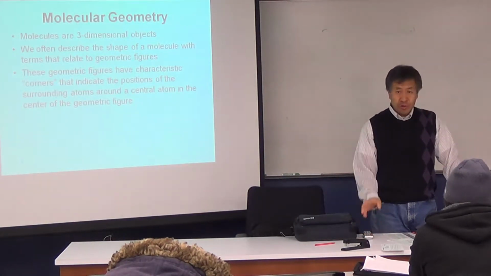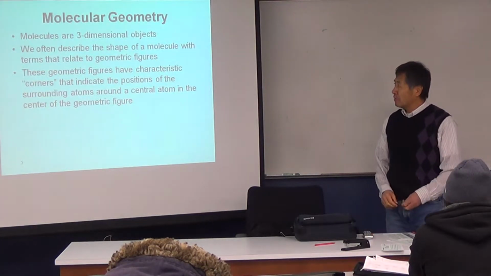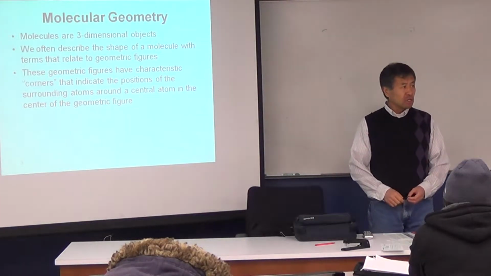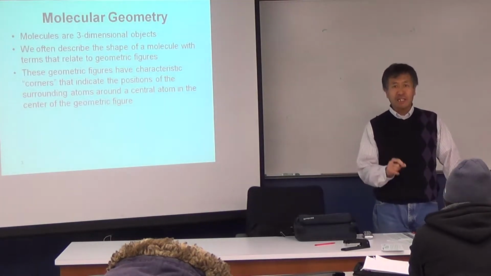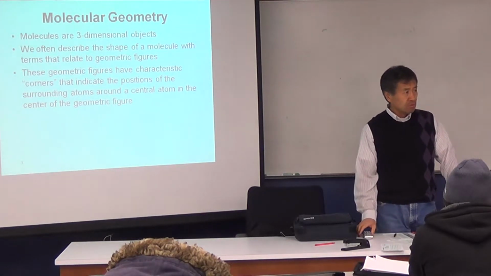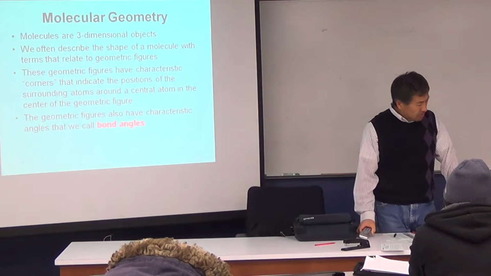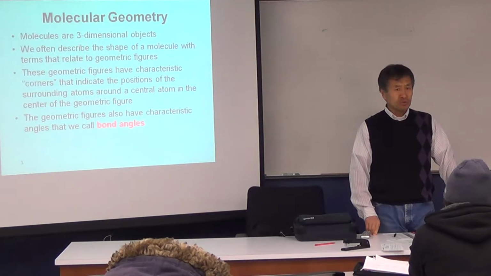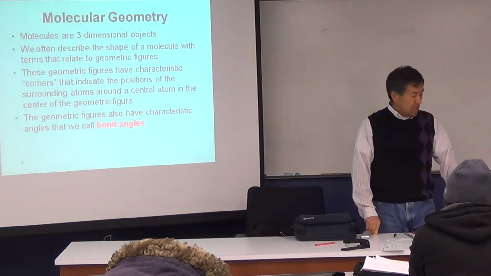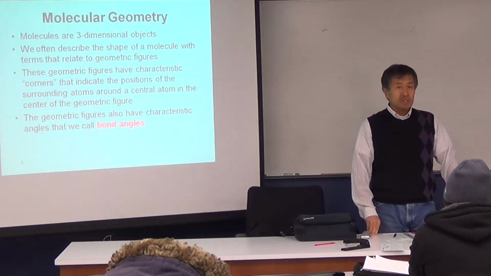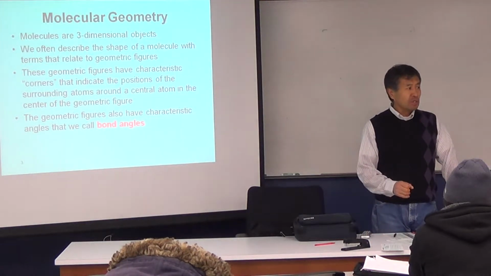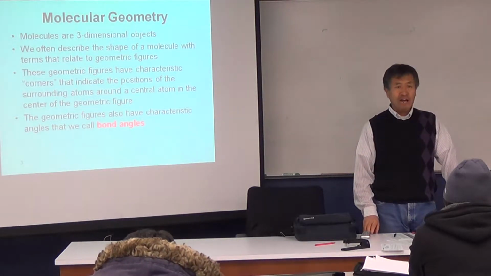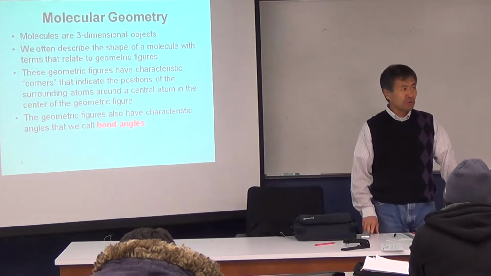And those geometric figures you're going to talk about in this chapter will have corners, and those corners indicate the positions of the surrounding atoms, and the center atom will be somewhere in the center of the geometry. Then you will see the names for those geometries, and in this chapter you're going to see 11 of them. Once you have those geometries, you just imagine the connection, or line, between the center and the corner. And then you will see the angle between each line. Those are called bond angles.